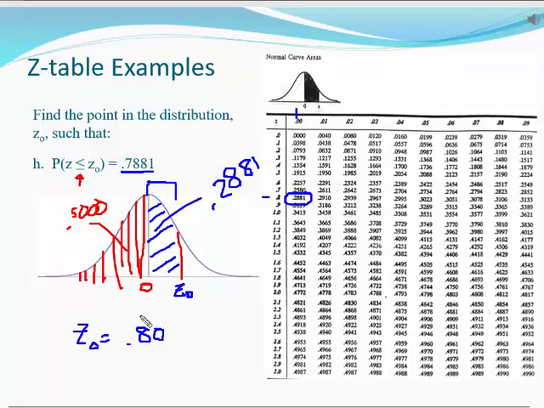Is it positive or negative? What side of the mean? It's above the mean, and so it's going to be a positive 0.80. And so those are the finding the point in the distribution type problems. We use these a lot.